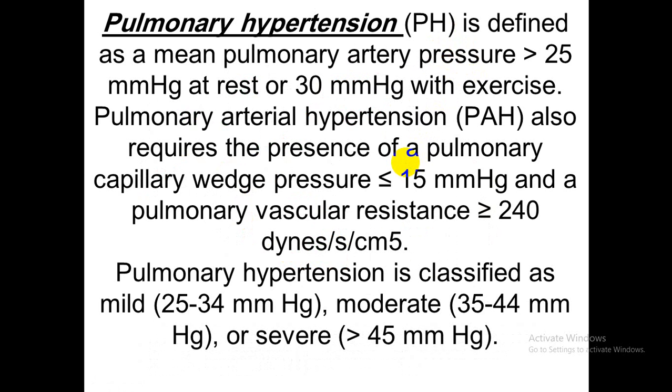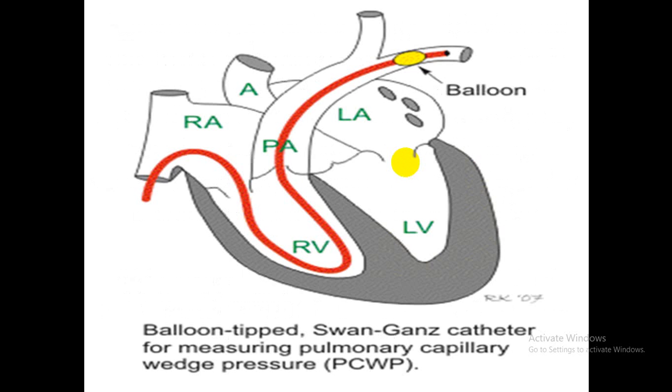And we divide the pulmonary hypertension into three stages. Stage 1, or a mild condition, when the pressure is about 25 to 34 mmHg, and moderate when the pressure is about 35 to 44 mmHg, and severe condition when the pressure in the pulmonary artery is more than 45 mmHg.